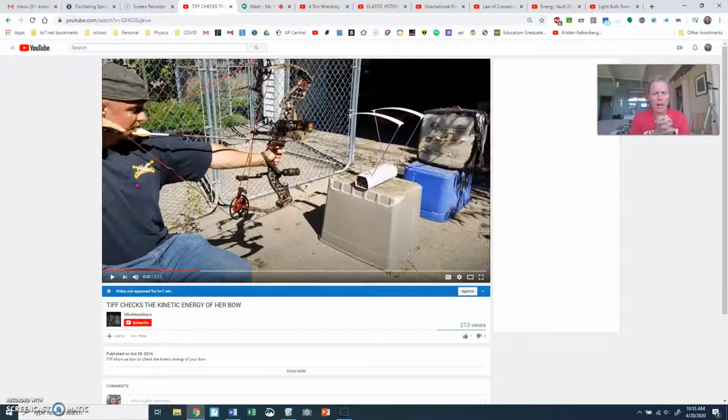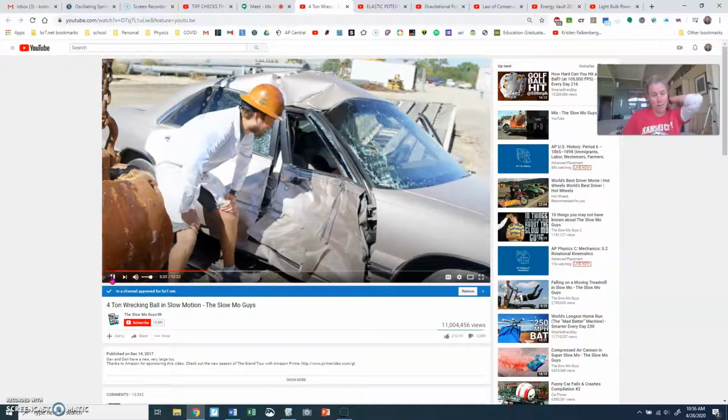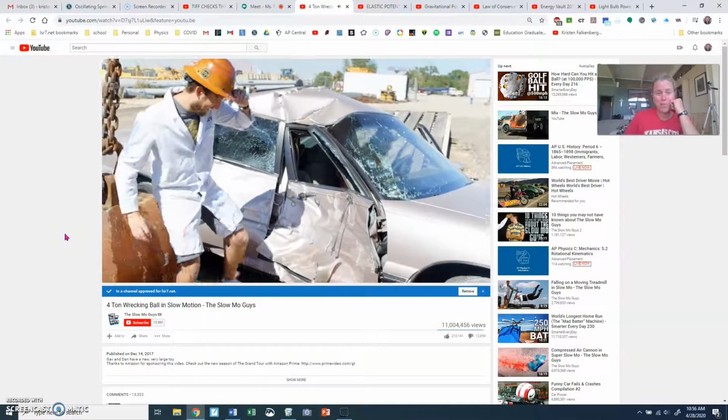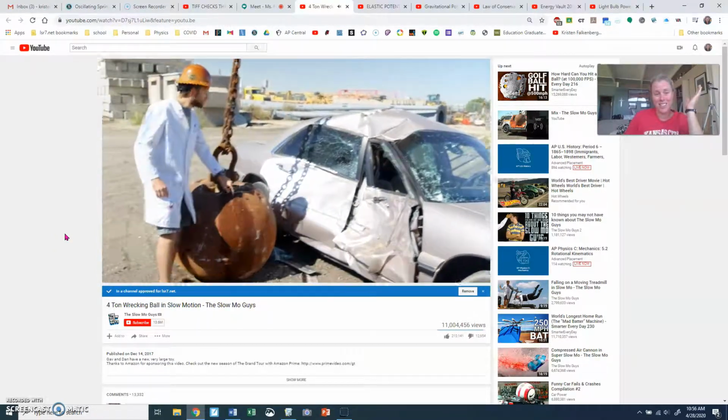Compound bows are rated based on how much kinetic energy they have, and the amount of kinetic energy they have determines what type of animal they are able to hunt, right? So this guy has stored elastic energy that then goes into kinetic energy. It's pretty interesting, he has a chart based on his bow. This is the Slow Mo Guys, pretty fun. Watch this video, and the links are there, so you can check this out.